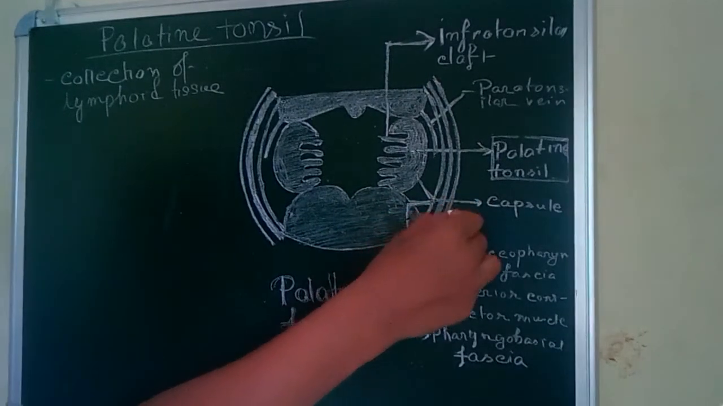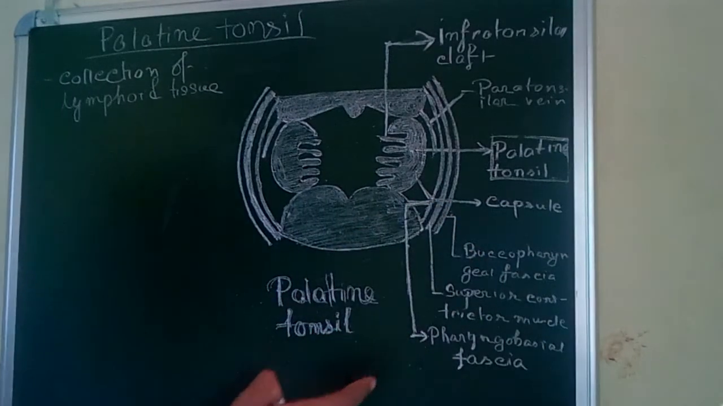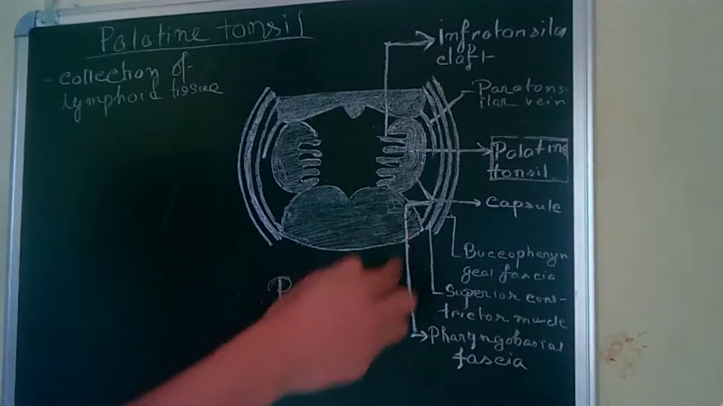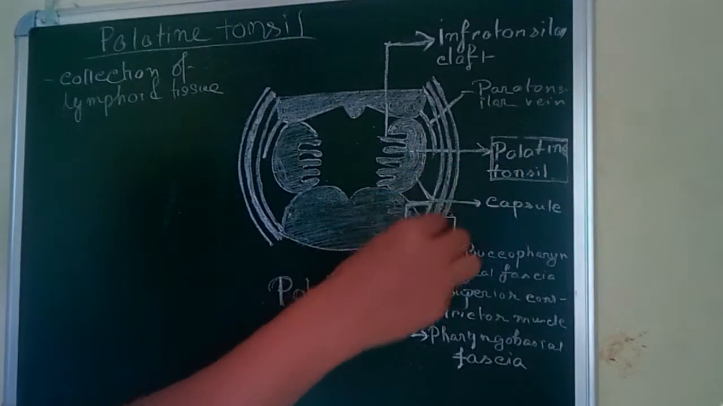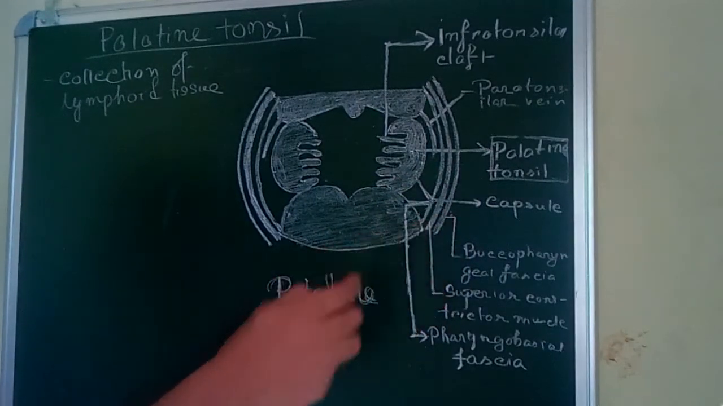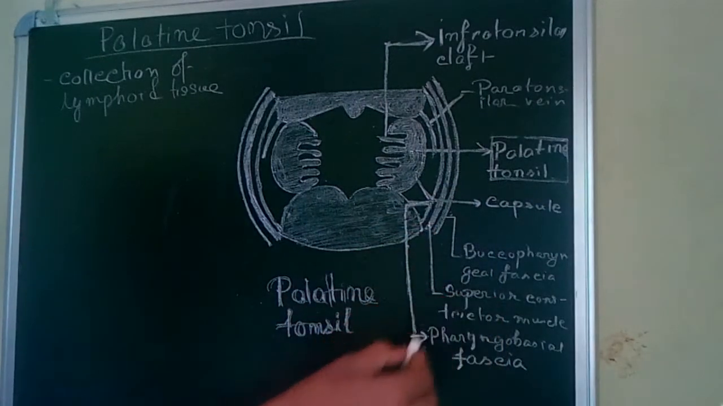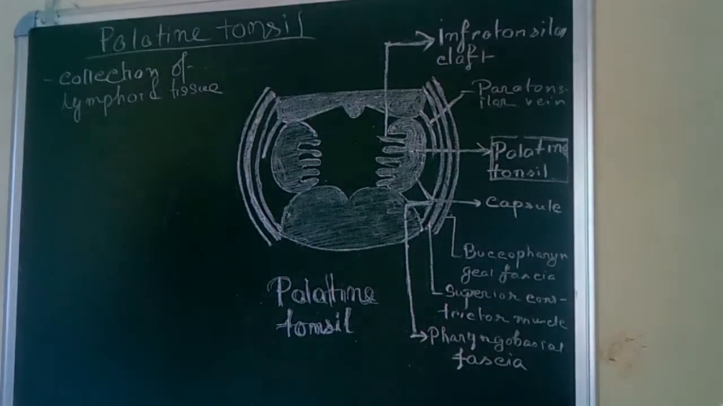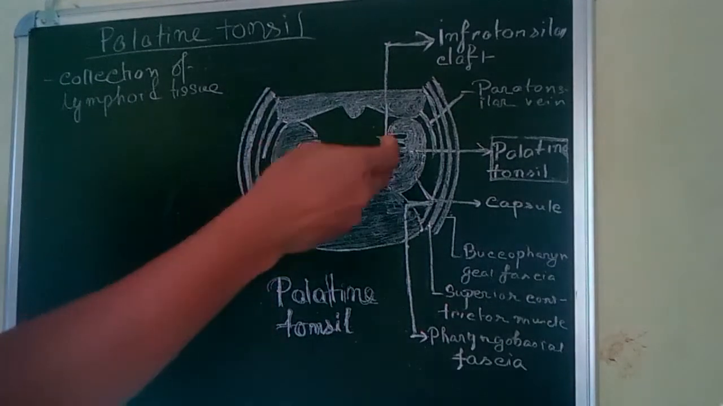It has three layers. The first layer, in the inner part, is called the pharyngobasal fascia. Then the second layer is the superior constrictor muscle. And the third layer is the buccopharyngeal fascia. So these are the different parts of the palatine tonsil.